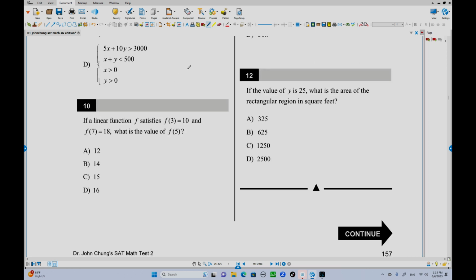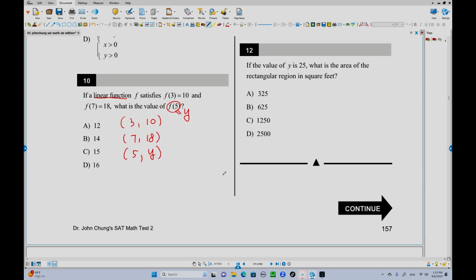Number B. This is a linear function. It satisfies f of 3 equals 10. That means when x equals 3, y is 10. When x equals 7, y is 18. When x equals 5, what is the value of y? Using constant slope, you can find the value of y.